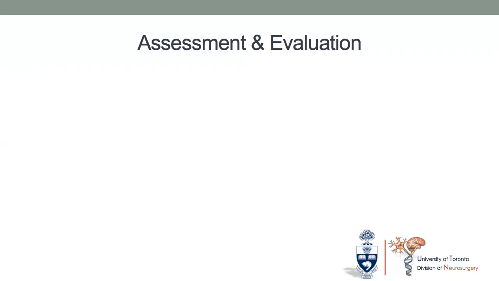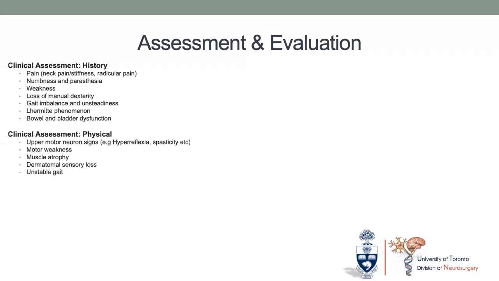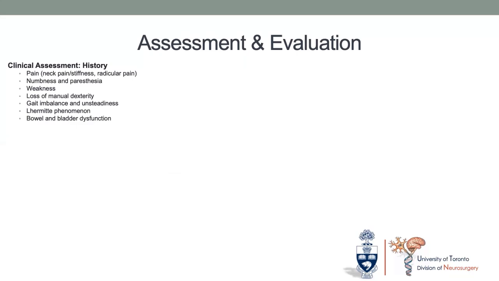this will include a detailed history of present illness, where common complaints may include neck pain, radicular pain, weakness, numbness in the limbs, clumsiness or loss of dexterity in the hands, difficulty with walking or balance, and finally, frequency and urgency with urinary or bowel function.